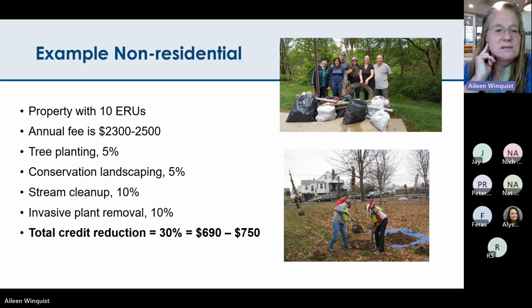Again, just as an example, a non-residential property that has 10 ERUs, you can see the estimated annual fee, but then they could potentially do tree planting, conservation landscaping, and some volunteer activities, and that could result in a 30% credit on their bill, in the range of up to $750 for the credit there.